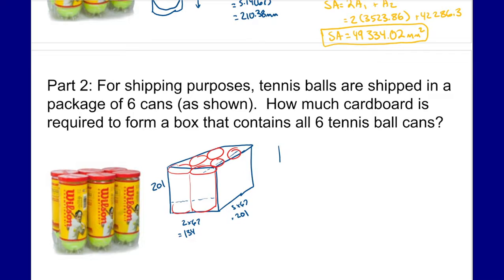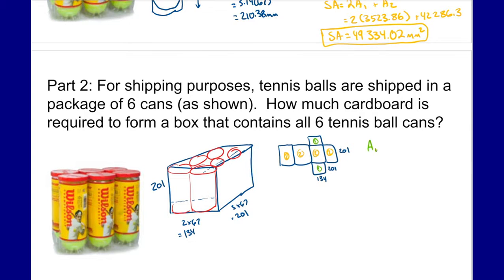So again, it might help to just quickly break down our box. We're going to have 4 and then 2. The 2 on the ends are going to be 134 times 201, and it works out that all of the panels, or the side panels or the long panels, are all going to work out to be the same measurement or area, because it's 201 by 201. So we have 2 boxes that have on the ends, and then we have 4 panels that are all the same.